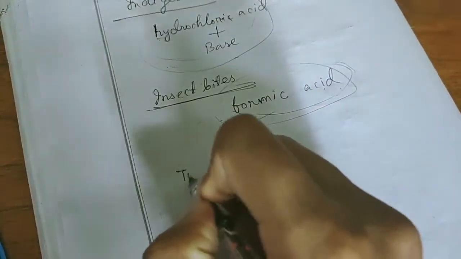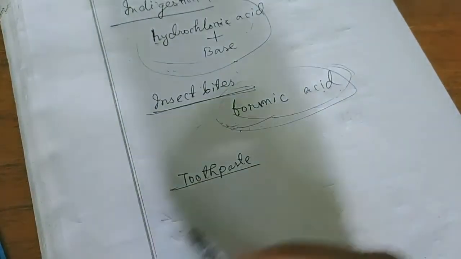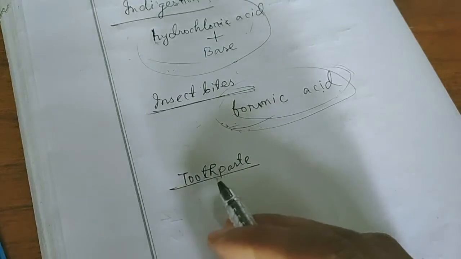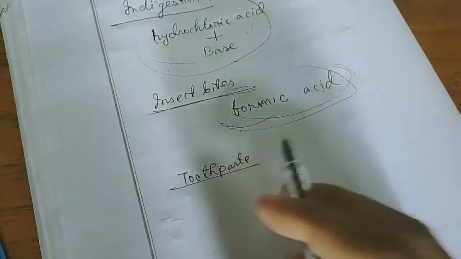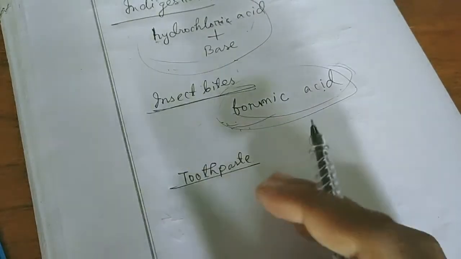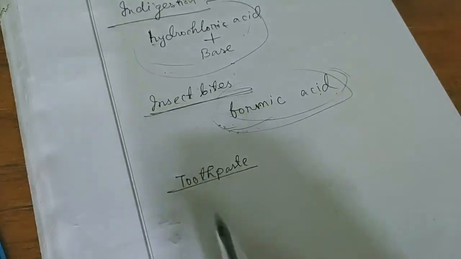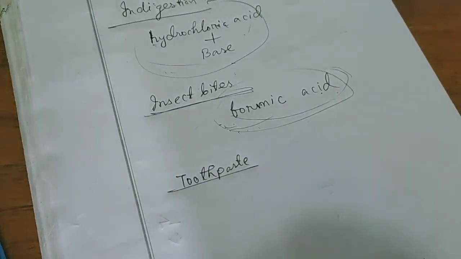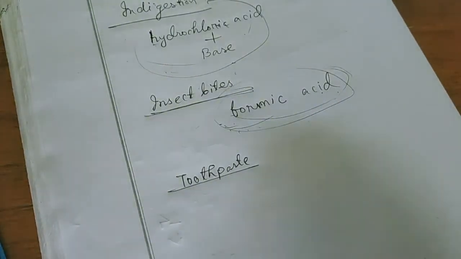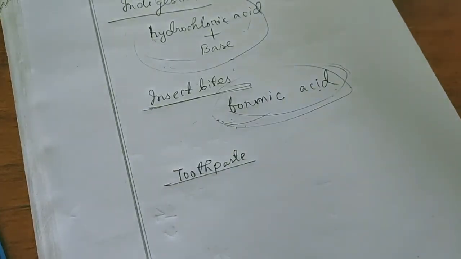Then again, toothpaste. How to protect teeth? We have learned that teeth decay because of bacteria, and they produce weak acids. The toothpaste that we use contains bases. So when you brush your teeth with toothpaste, the bases neutralize the acid, and this is why toothpaste is used for the protection of teeth.